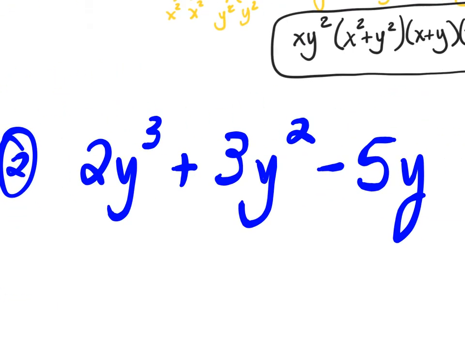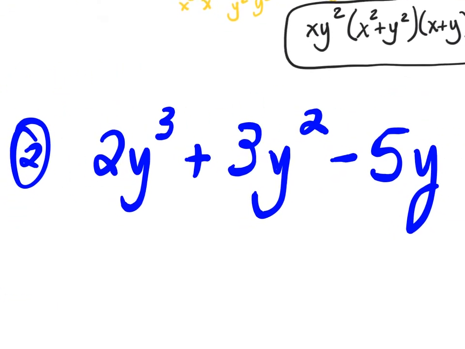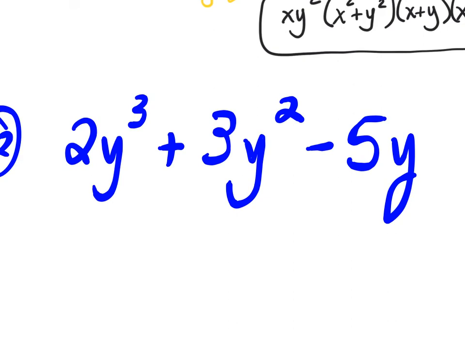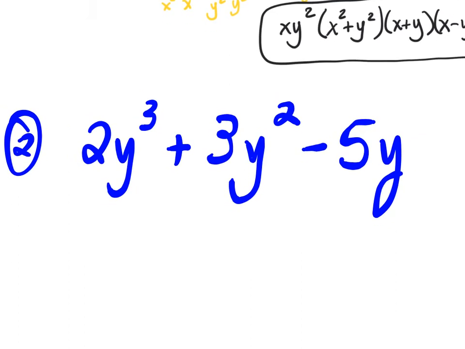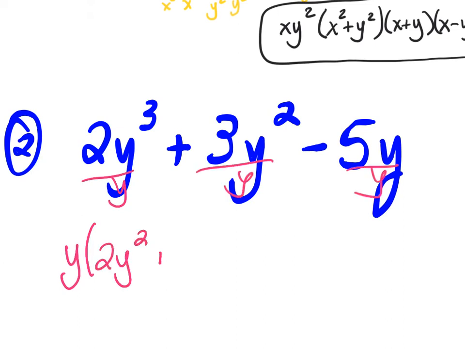I go here to this one. First question I ask myself. I know I keep repeating myself because I'm trying to get into your brain. What do you ask yourself every single time you start a factoring problem? Is there a GCF? Yes, I can take out a y, right? If I take out a y, I'm left with 2y squared plus 3y minus 5.